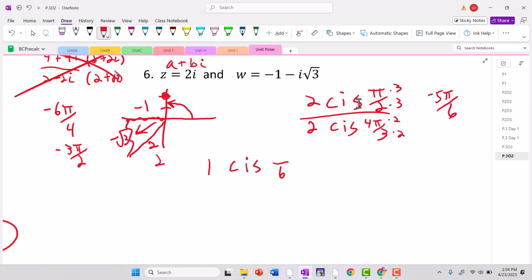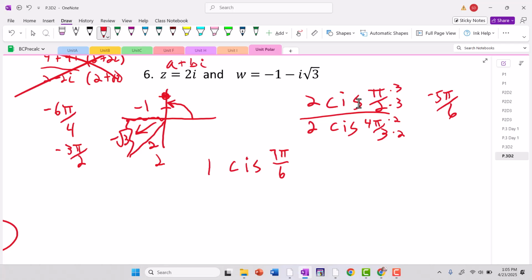What is that the same thing as? Where's -5 pi over 6? 7 pi over 6, right? I hope I did that all right. I feel a little weird. 3 minus 8 is -5.